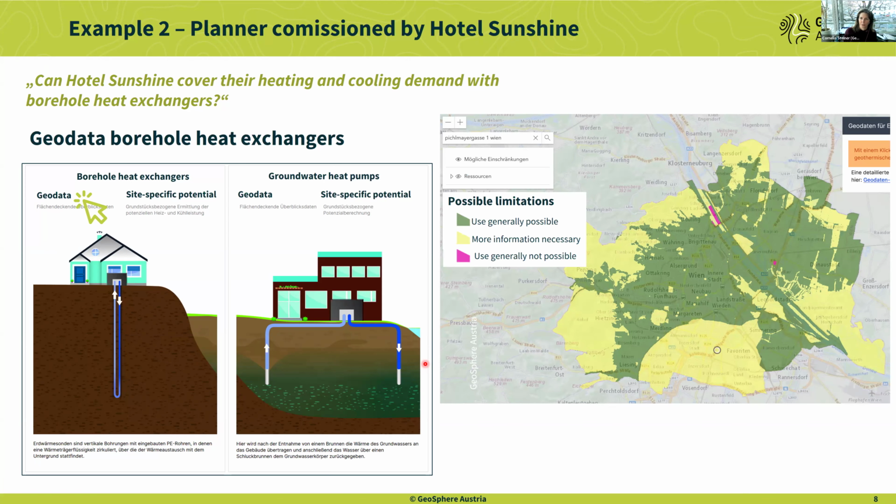Here we have again this so-called traffic light map showing the possible limitations. Now you see that the whole city of Vienna is covered with this traffic light map. This means that we have here in Vienna a very good general possibility to use the borehole heat exchangers. And in yellow, again, we have some mainly landscape protection areas.